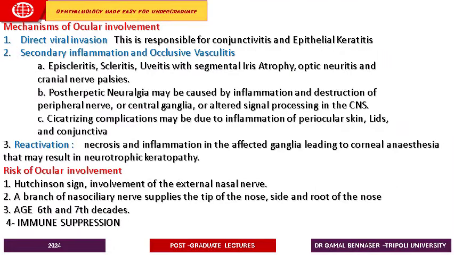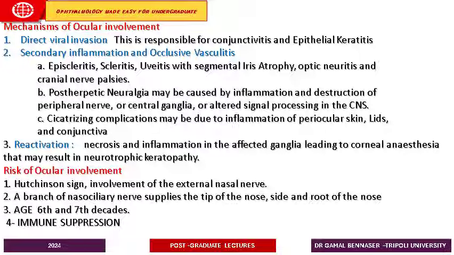Now, if we come to speak about the mechanism of ocular infection and the pathogenesis, we can limit the pathogenesis of herpes zoster ophthalmicus to 3 mechanisms: either direct viral invasion itself, or associated secondary inflammation and what's called occlusive vasculitis, or the reactivation of the immune system with necrosis and inflammation. So the damage due to the herpes zoster virus is related to these 3 mechanisms: direct invasion, secondary inflammation with occlusive vasculitis, or reactivation.